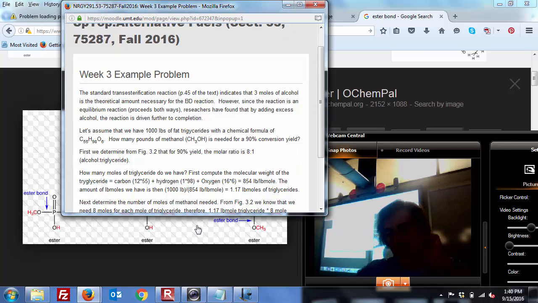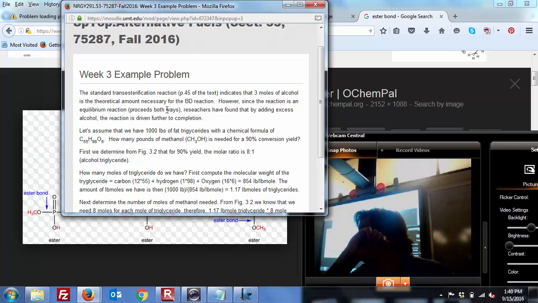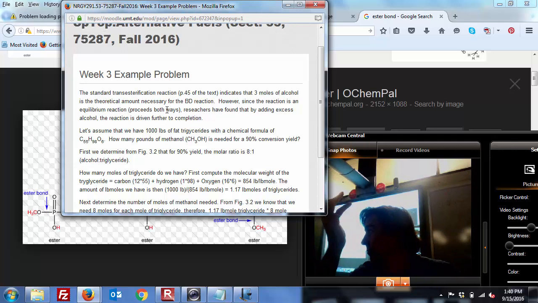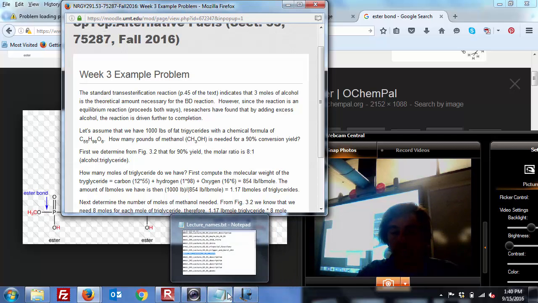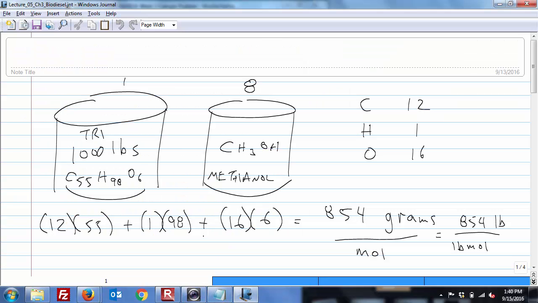Okay. As I mentioned on Tuesday, the way to force that reaction to completion is to add additional alcohol to it, because otherwise it just kind of sits around in chemical equilibrium. So the problem that I worked, which is currently on the previous YouTube, was to show that I've got 1,000 pounds of the triglyceride. And again, this is a pretty heavy molecule.